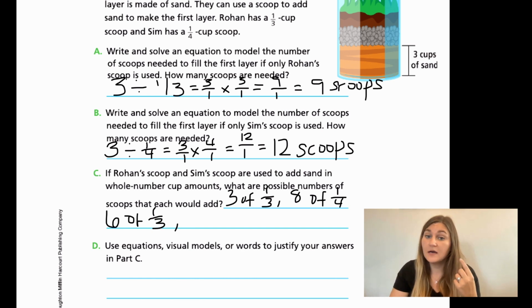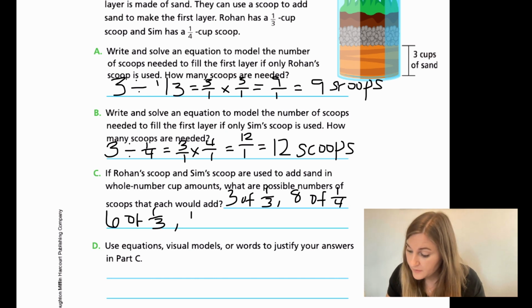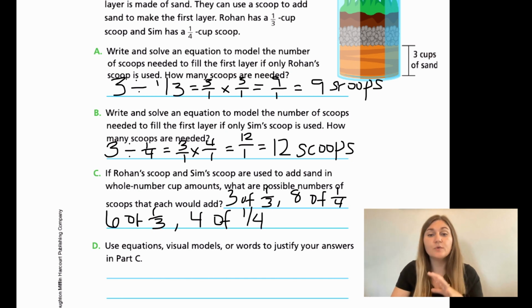And if he only has 1 cup, 4 pieces, he would only need 4 scoops. So that would be 4 of the 1/4. So those are the 2 options if they're trying to fill and share the job. And they're going to equal, how do they word it? Whole number cups. If they're only going to whole number cups, those are the 2 ways to break it down.